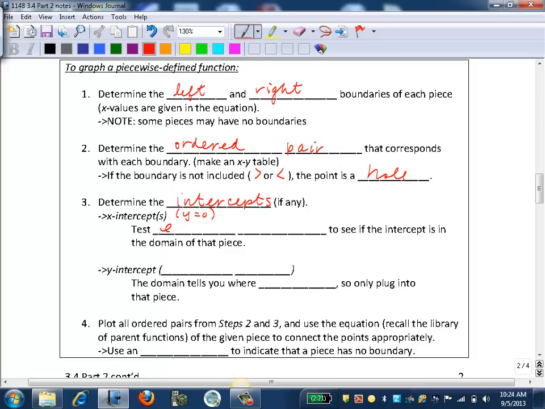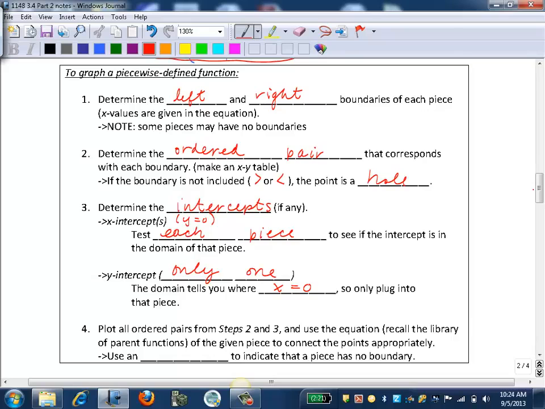So we need to remember to test, because these are piecewise defined functions, we have to test each piece, plug in a y value of 0 for each piece to see if there's an intercept in the domain of that piece. Then to find the y-intercept, and we know that functions can have only one y-intercept, the domain tells you where the x value equals 0. So we won't solve algebraically to find a y-intercept, we plug in an x value of 0. So it'll tell us in the domain exactly which piece contains an x value of 0, if any.